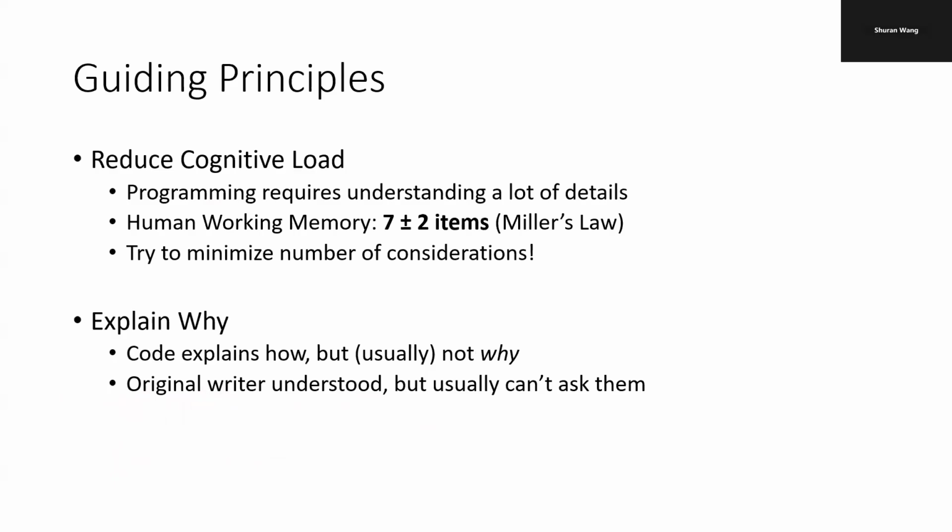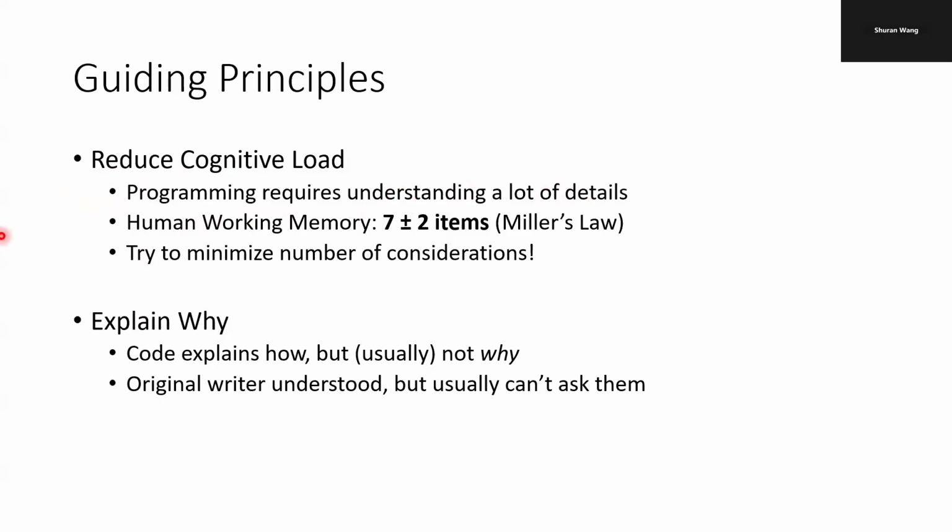Guiding principles. Why do we need to make code that is easy to read? And how to do it? First is to reduce the cognitive load for the reader. Programming requires understanding a lot of details. When you're reading a piece of program, you'll need to keep in mind all of the variables in scope, what they are doing, the stack, and a lot of other details.